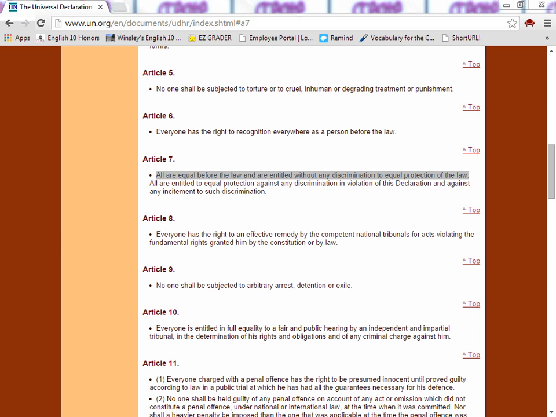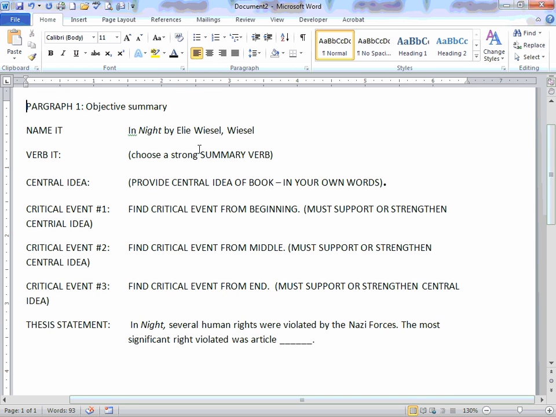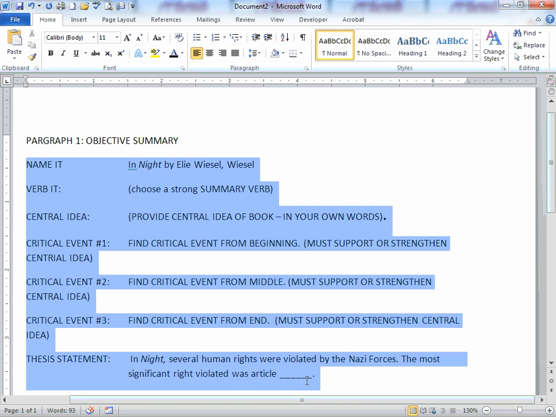deciding how to start your essay. So, let's look at starting your essay. So, they're going to be pretty much maybe 4 to 5 paragraphs, depending on how many articles you choose. The first paragraph is going to be an objective summary, as you can see. Now, this right here is the tenets of an objective summary.